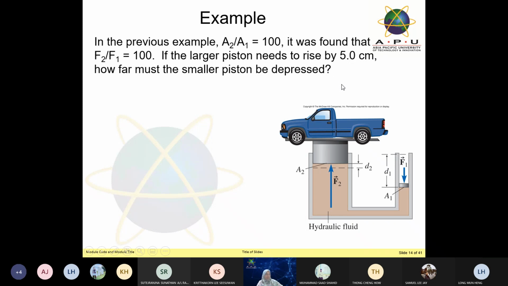Now we look at the next one. In the previous example, A2 per A1 equal to 100. It was found that F2 per F1 is also equal to 100. If the larger piston needs to rise by 5 cm, how far must the smaller piston be depressed?